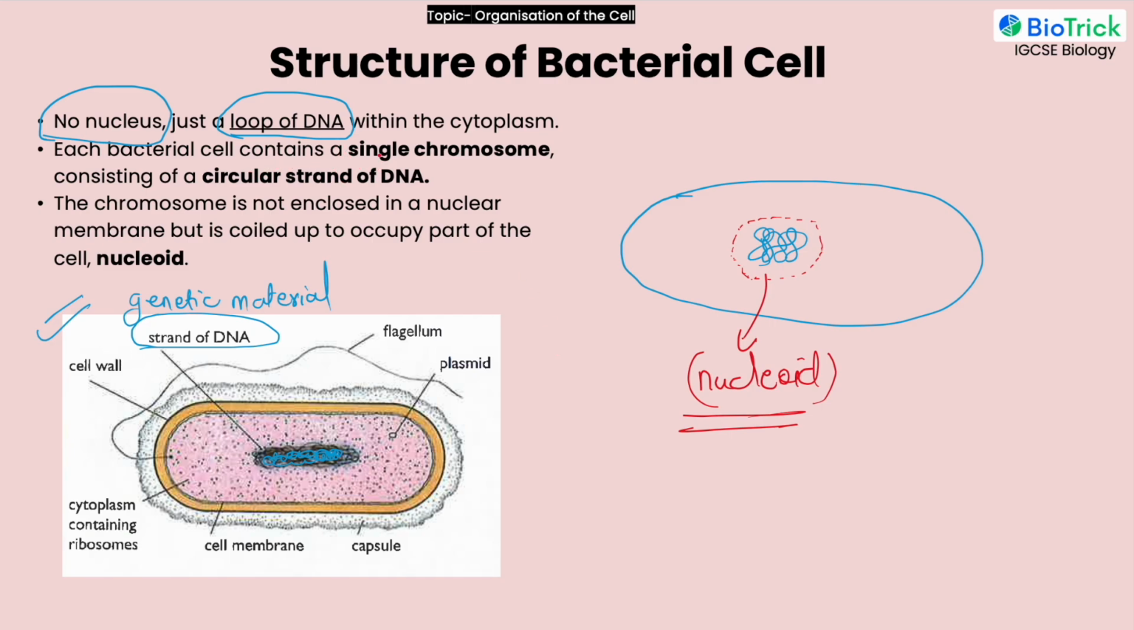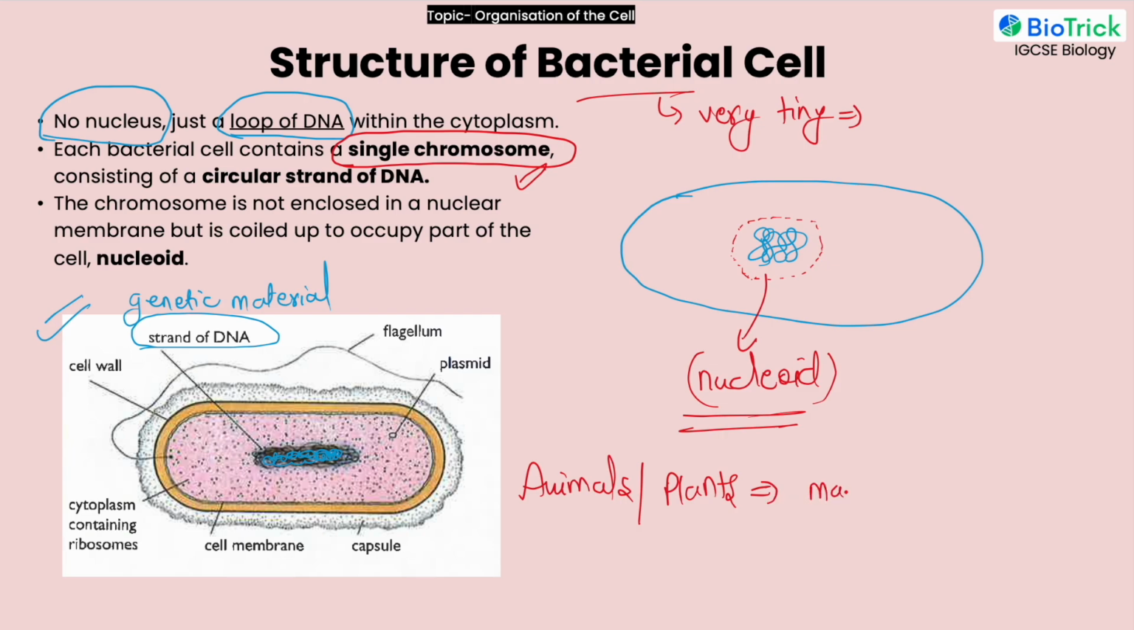Now, what is the shape of the genetic material? It's just a single chromosome. Bacteria are very tiny microorganisms, so they have just a single chromosome to run the entire cell. If we compare it with animals or plants, we have many chromosomes. Like in humans, we have 46 chromosomes, but the bacteria has a single chromosome only. Next point is the circular strand of DNA. Now, how is this genetic material lying in the cell? It is lying in a circular form. The entire single chromosome is present in the shape of a circle. It is called circular DNA.